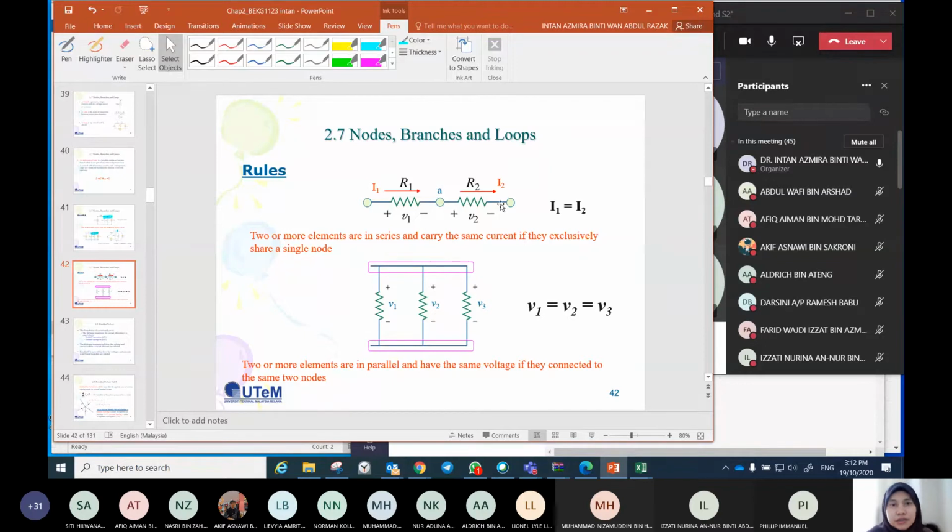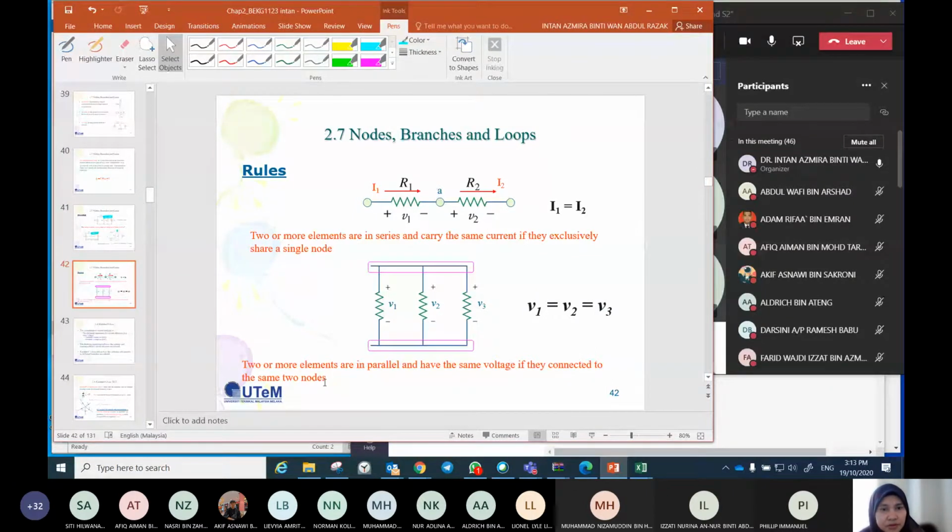Okay, in a series path, only one current flows through the path. So let's say we have R1 here and R2. V1 is the voltage drop across R1, V2 is the voltage drop across R2. The current flowing through R1 is the same as the current flowing through R2 because it is a series path. Two or more elements are in series and carry the same current if they exclusively share a single node. Two or more elements are in parallel and have the same voltage if they are connected to the same two nodes.